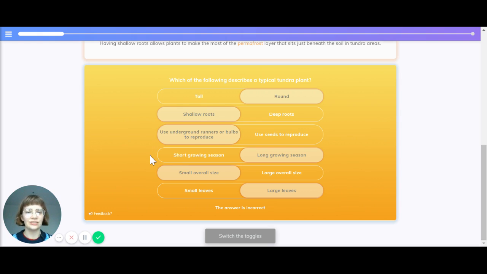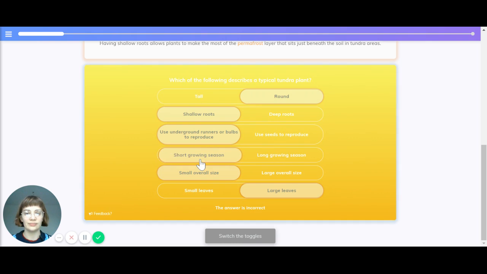Is there a short growing season or a long growing season? The correct answer is there's a short growing season. This is because the summer and the growing season is much, much shorter in tundra areas. Are they small overall or are they large overall? The correct answer is that they are small overall. Finally, are they small leaves or large leaves? Small leaves.